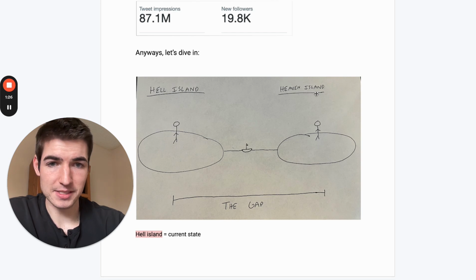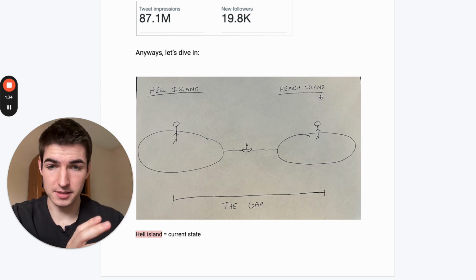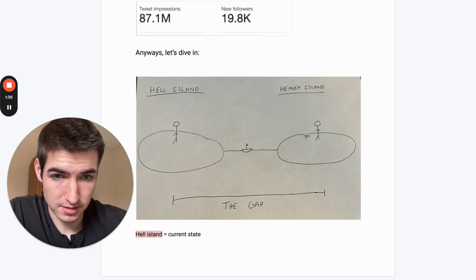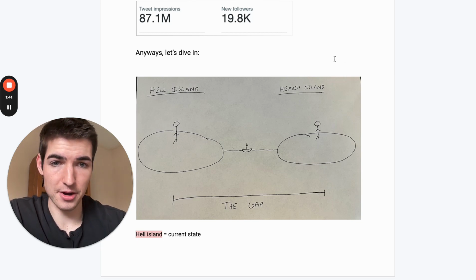This is their current state where they have all these pain points, all these problems, and they're stuck here. All right, now they have this desired state though. They have these goals, basically these dreams they want. They want to lose the weight, they want to be fit, they want to be high energy, they want to be in this thriving relationship, whatever it is. All right, that is their Heaven Island. And there's these two states. Now, obviously there's a gap between their current state and their desired state.